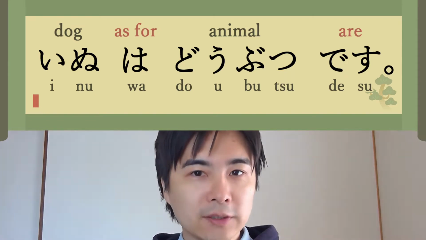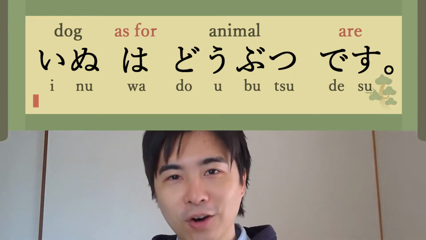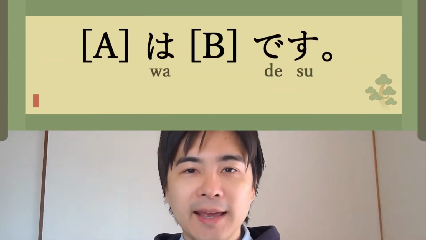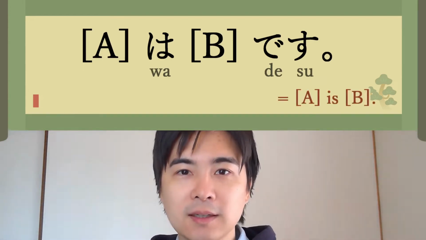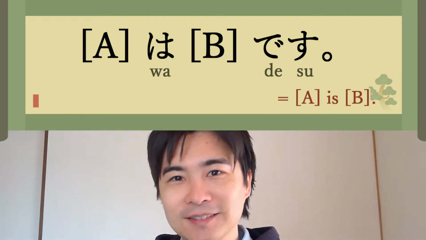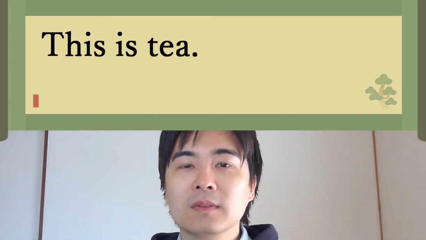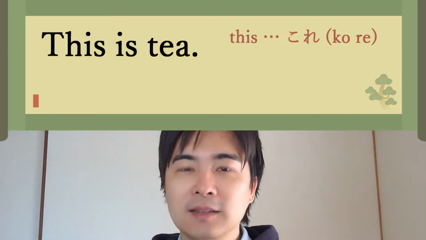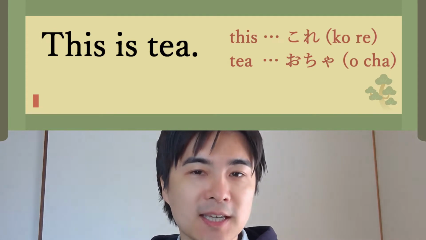犬は動物です。How's it going? Do you understand the most basic sentence pattern of Japanese? It is A は B です。And it means A is B. It's not that difficult for now, right? So let me ask one question. How do you say this is tea in Japanese? To give you hints, this is これ and tea is お茶. So how do you say this is tea in Japanese?